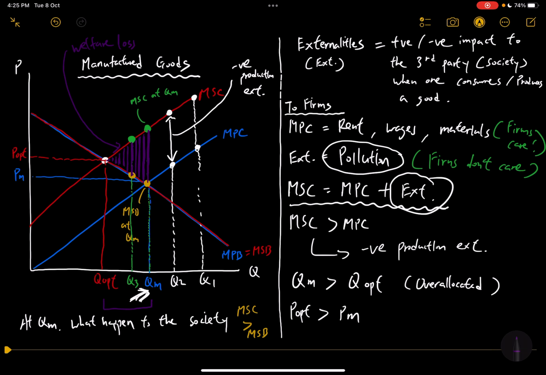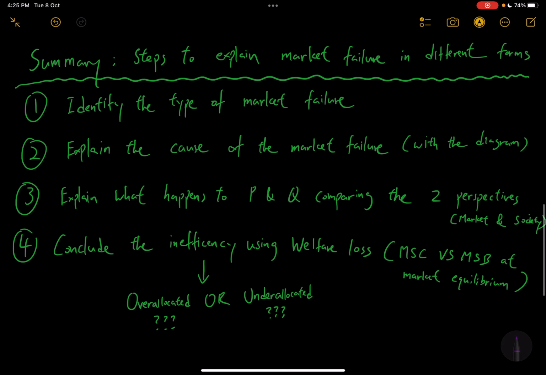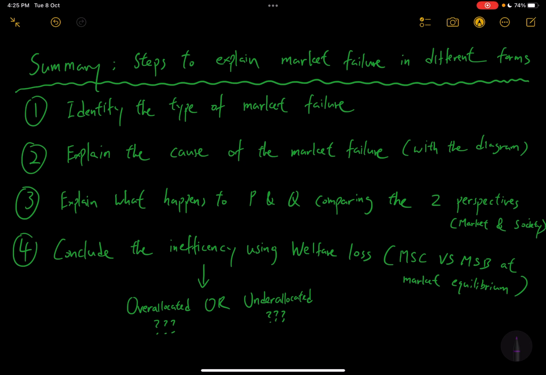And so to summarize the entire structure, let's take a look at the summary. As long as we remember the 4 steps for every single market failure case that we should explain, then our essay will be perfect. So have a look at this very quickly. First of all, identify the type of market failure. And we just did it. What type of market failure is it? Negative production externalities.